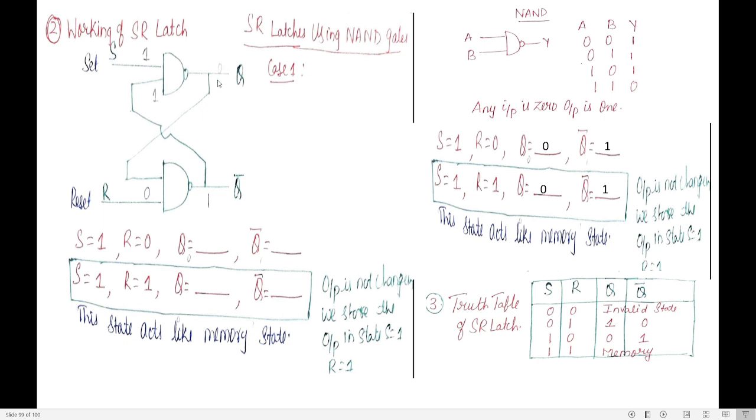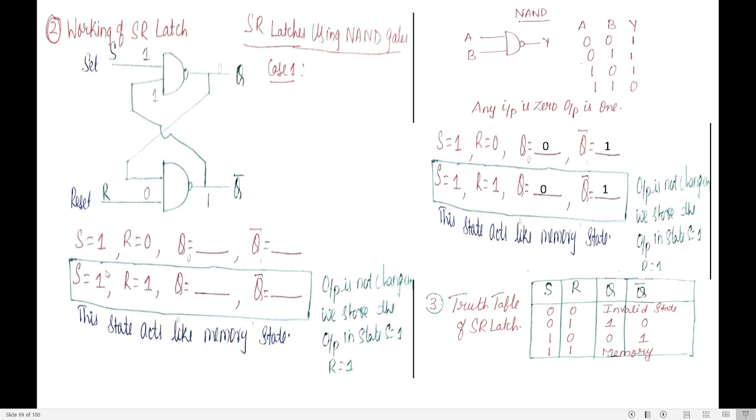Okay, now this 0 is fed as the input here. So what happens? The second NAND gate will have 0 and 0. 0, 0, what is the output? 1. So 0 and 0 output is 1. So Q bar is what? 1. Now is it clear? When S is 1, R is 0, Q is 0 and Q bar is 1. Complement to each other.